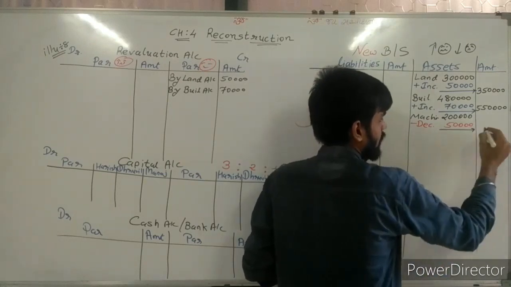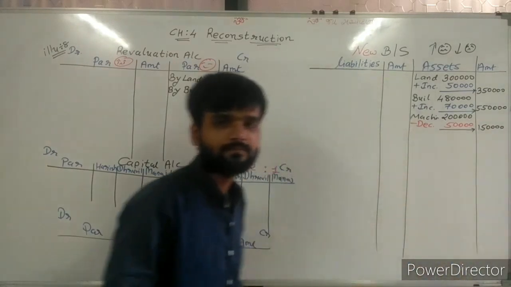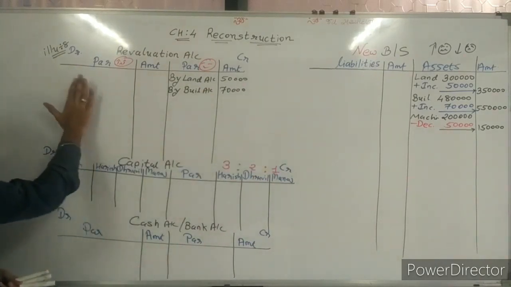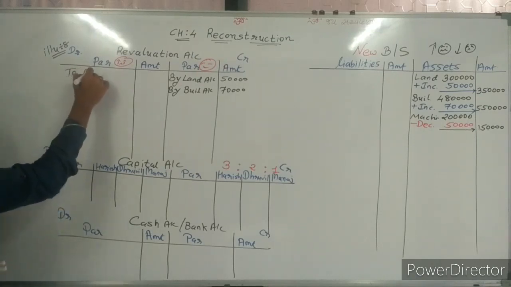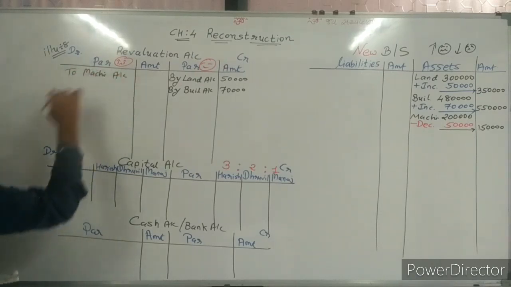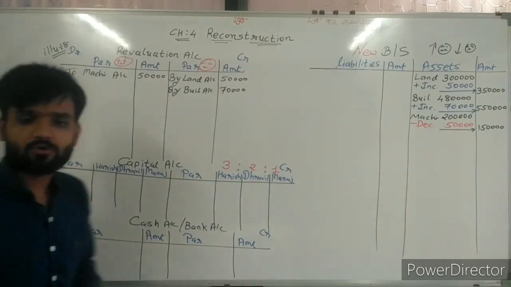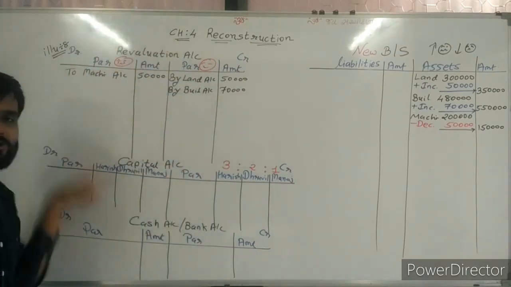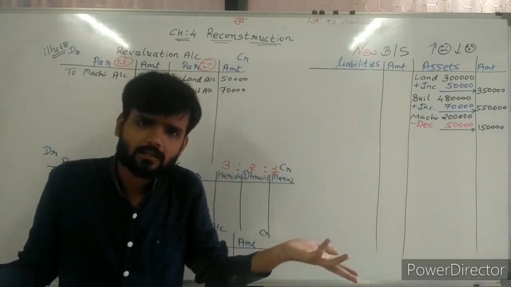And I can write in the outer column 1,50,000. Now asset value decreased, sad 50,000. Sad means debit side: To machinery account, 50,000. So in this way we can prepare this revaluation account, and it is very easy to prepare. Second adjustment clear, sir.